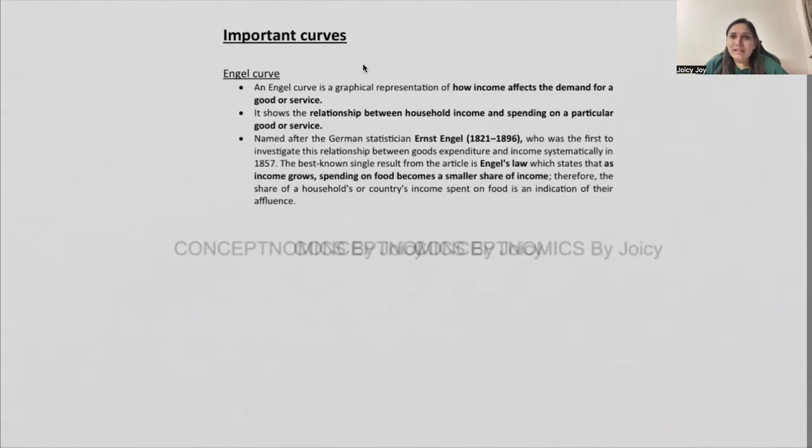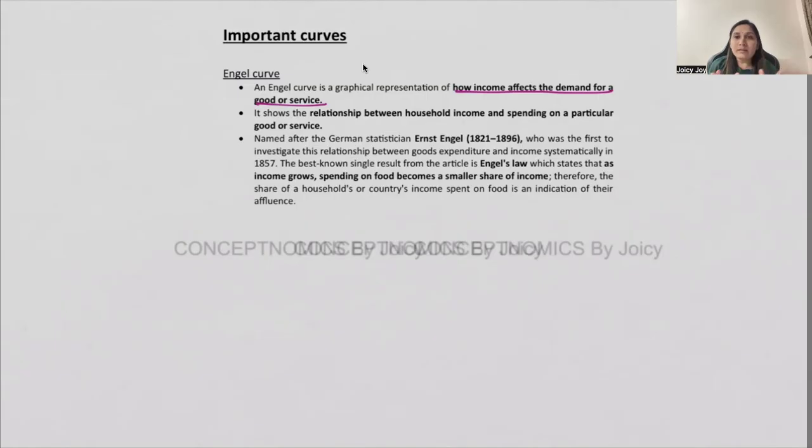Hello everyone. In this video, we will discuss some of the important curves in economics from your examination perspective. So we will start with Engel's curve. Engel's curve is a graphical representation of how income affects the demand for a good or a service.